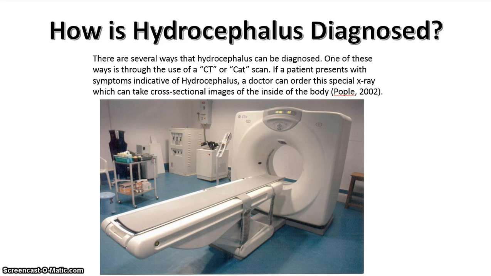How is hydrocephalus diagnosed? There are several ways that hydrocephalus can be diagnosed. One of these ways is through the use of a CT or CAT scan. If a patient presents with symptoms indicative of hydrocephalus, a doctor can order this special X-ray, which can take cross-sectional images of the inside of the body.